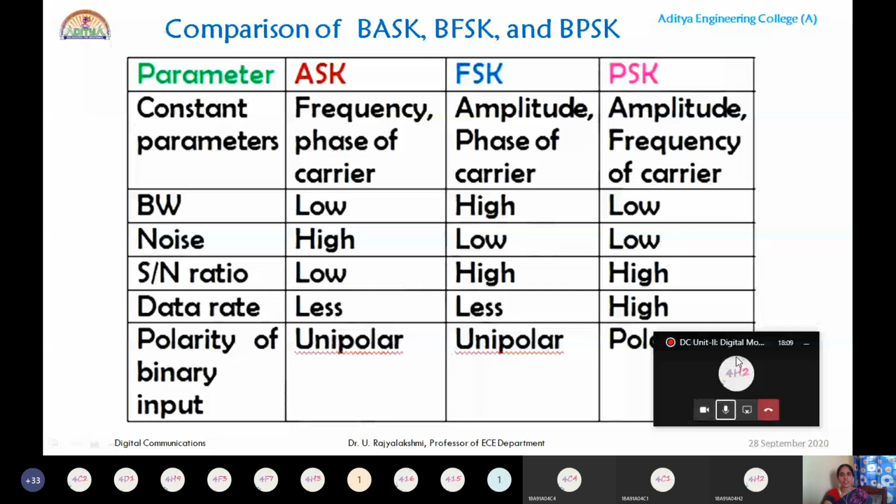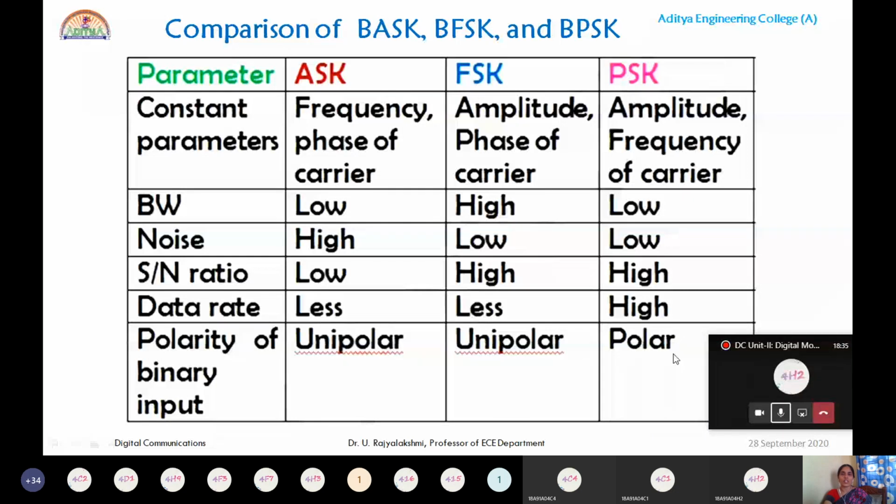There is a flexibility. You can construct M-ary transmission techniques for both ASK and FSK, but the flexibility of phase change is more. That's why M-ary PSK has a lot of advantages over M-ary ASK and FSK. And the polarity of the input signal is unipolar for both ASK and FSK. But in the case of PSK, already I told you, it is bipolar. So it's a polar signal. It's a bipolar format.